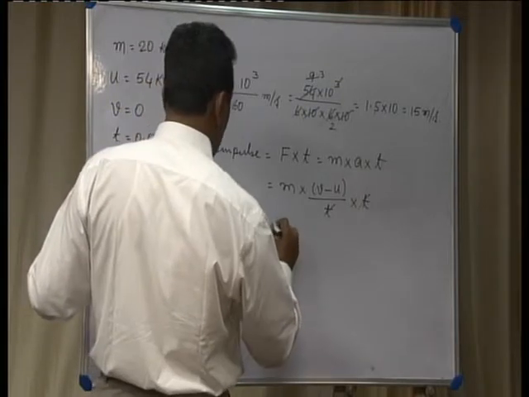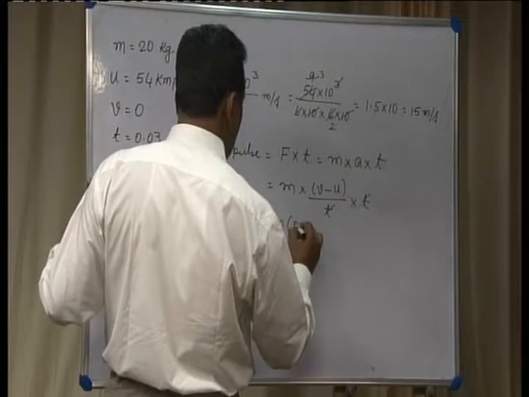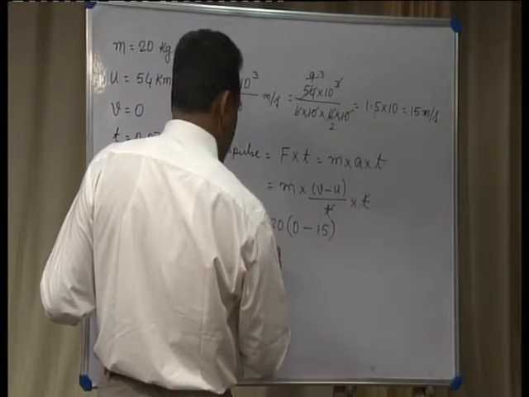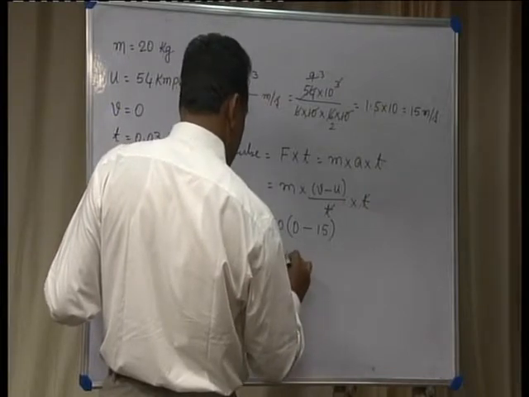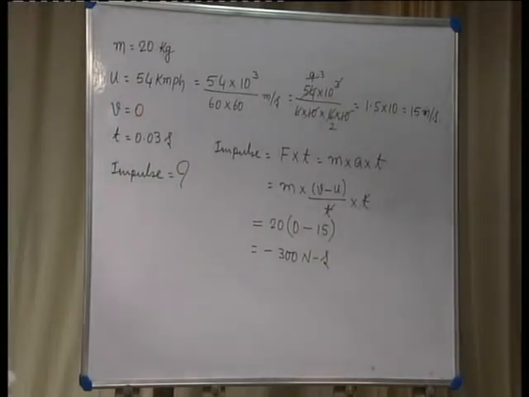The mass is 20, and v is 0, minus u which is 15. So it is minus 300 Newton second, the impulsive force. So the impulsive force acting on the body is 300 Newton second. Force is in Newton, time is in seconds. This is how the impulse of a force can be calculated.